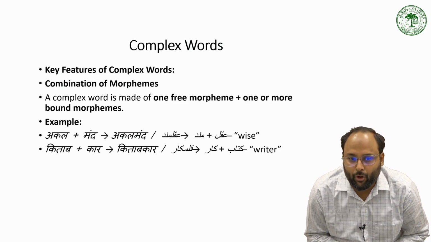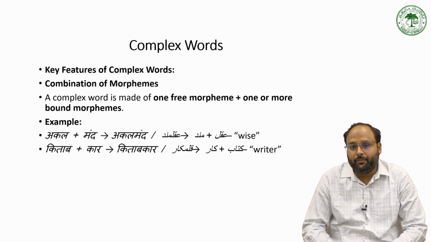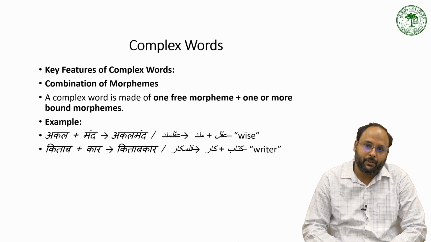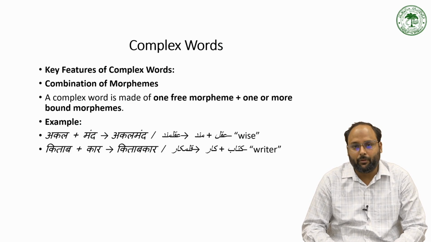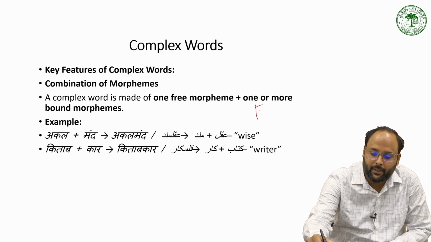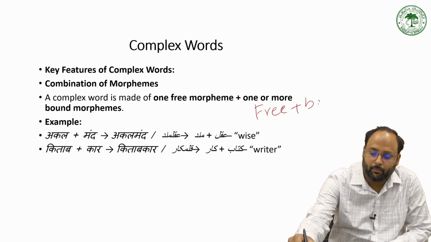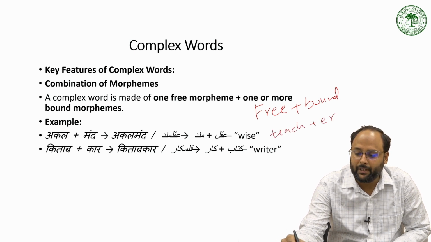Now we come to the key features of complex words. First is the combination of morphemes. There are two types of morpheme: one is the free morpheme and the other is the bond morpheme. We can have more than one bond morpheme at the same time, but sometimes there is only one bond morpheme. So we add one free morpheme and one bond morpheme, like free plus bond. For example, the free morpheme teach. In teach we just add the bond morpheme er and it becomes teacher. So teacher is a complex word.